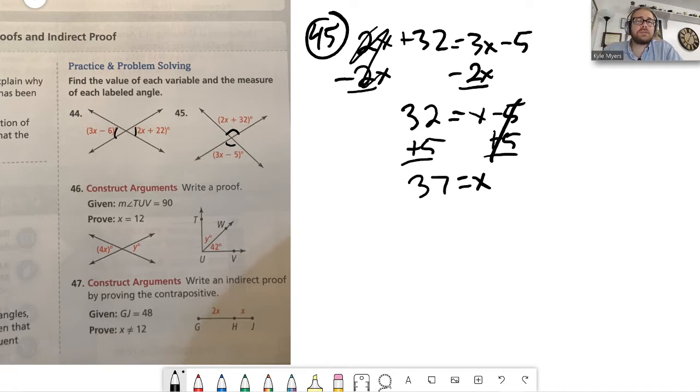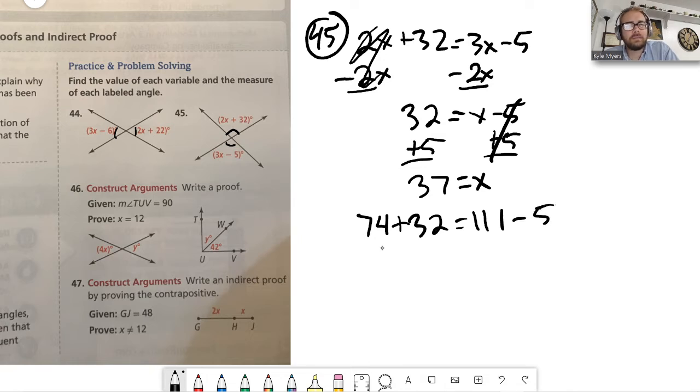Right? And then, of course, we want to check. So we want to plug it in. 37 doubled would be, let's see, 74 plus 32 equal to 3x, so 37 times 3. 3 times 7 is 21, carry a 2. 3 times 3 is 9, plus 2 is 11. Look at that, 111. Crazy.